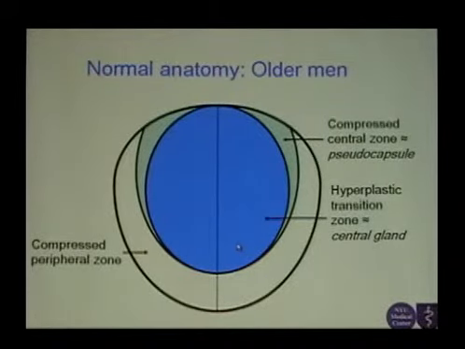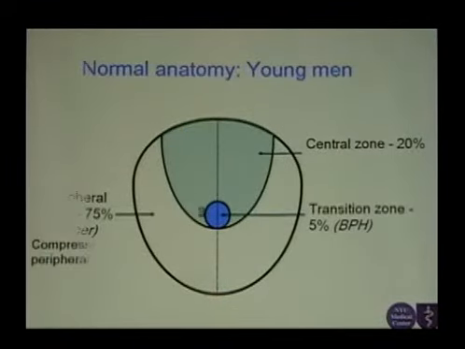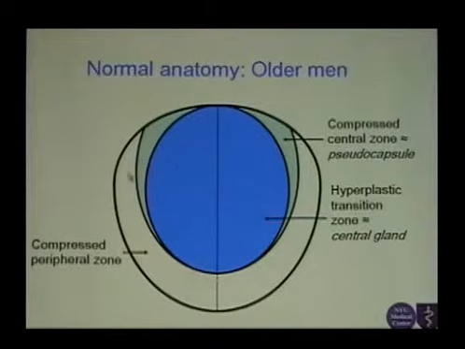As you grow older, BPH is part of the normal aging of the prostate, of course with different degrees. You see here that the blue zone will hypertrophy. This is the BPH. This will compress the central zone, which will give you a pseudocapsule appearance on imaging. And this can also go so big that it can sometimes more or less compress the peripheral zone.